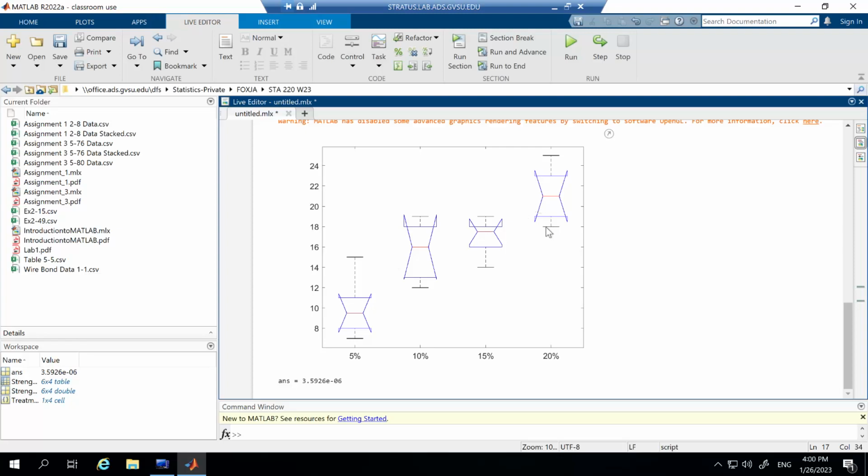If you recall with box plots, this would be our minimum value right there. This line right here would be our first quartile. This would be our median value, the red line. The next line up is our third quartile. And then this is our maximum value.